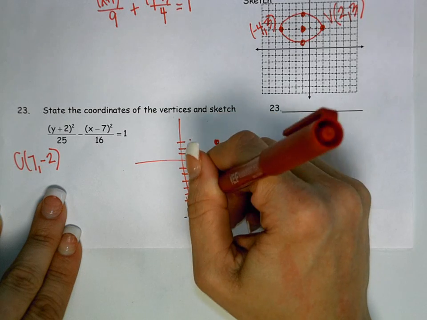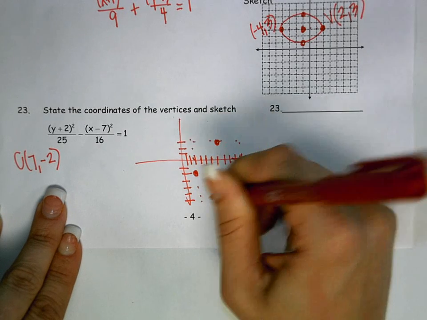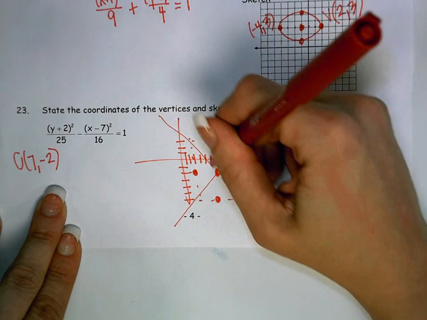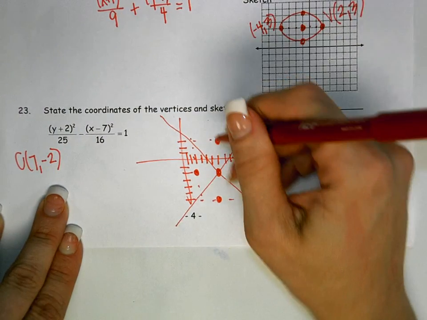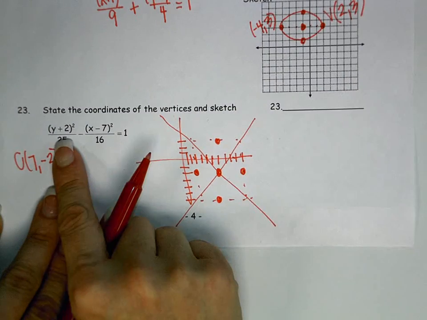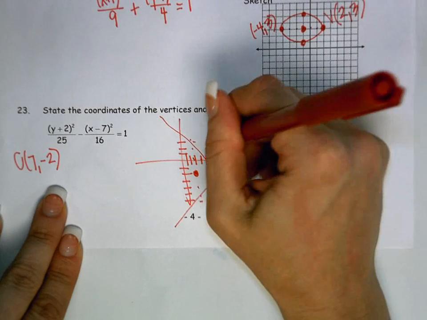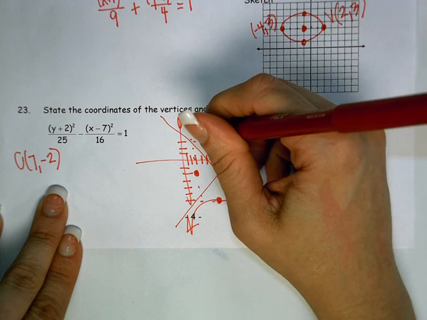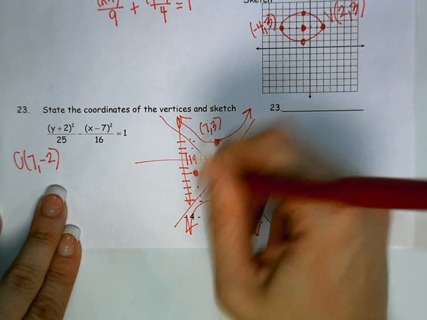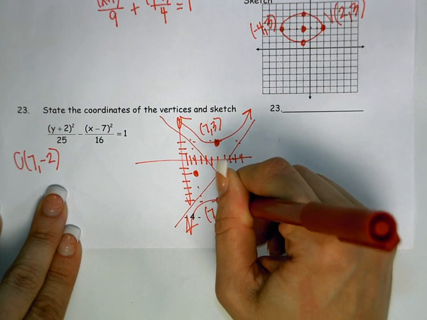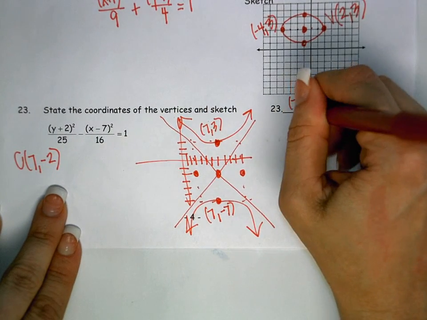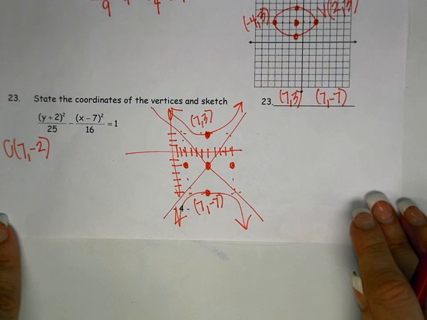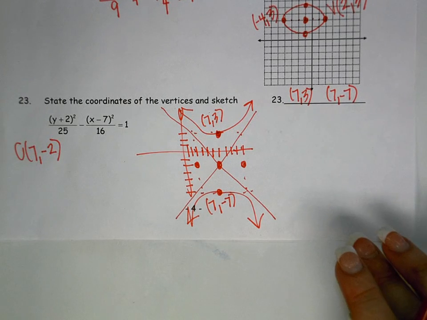This is a hyperbola, so make your rectangle to be able to draw your asymptotes through the middle and the edges. And the vertices are going to be on the y's because y is positive. So this is one hyperbola, there's the other. Your vertices are these middle points. So if you label that, that should be 7, 3 and 7, -7. So your vertices are 7, 3 and 7, -7. Okay, this didn't have room to sketch it, but you can draw your own graph if you need to.